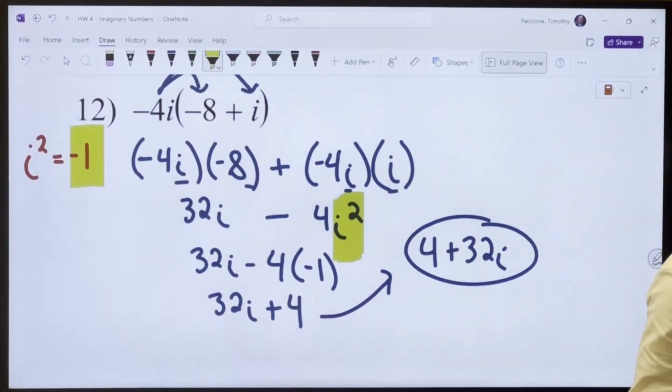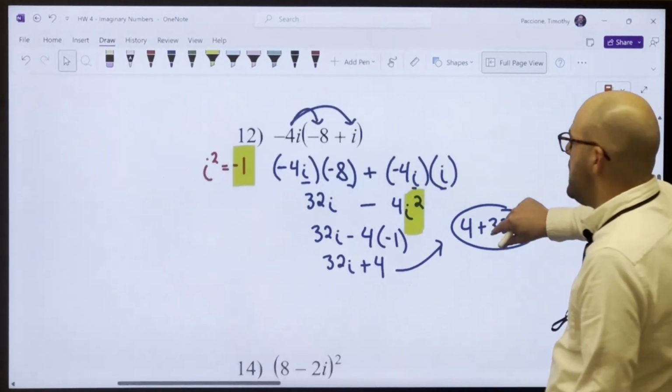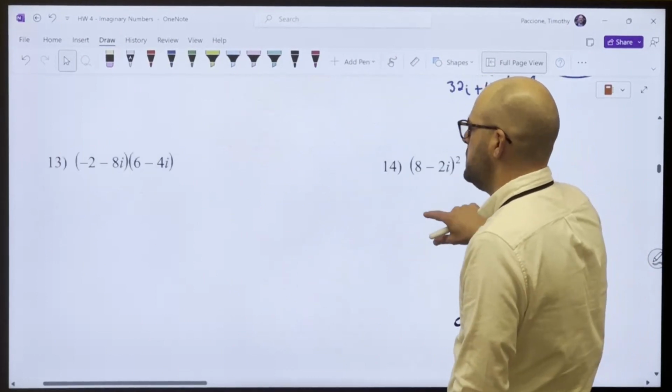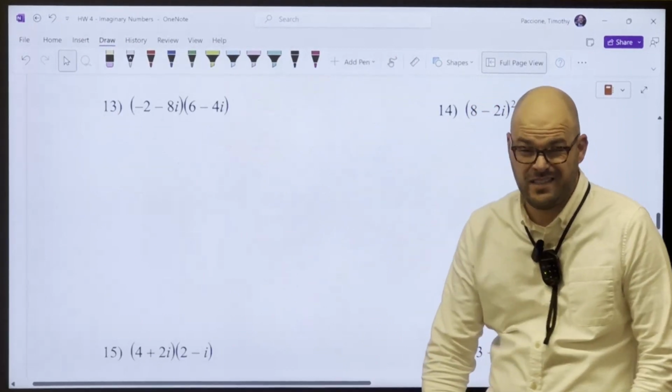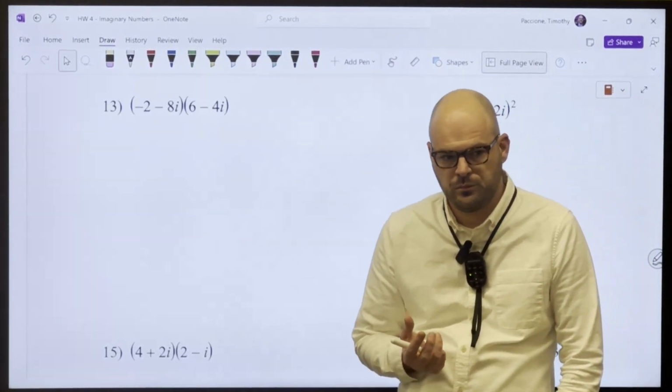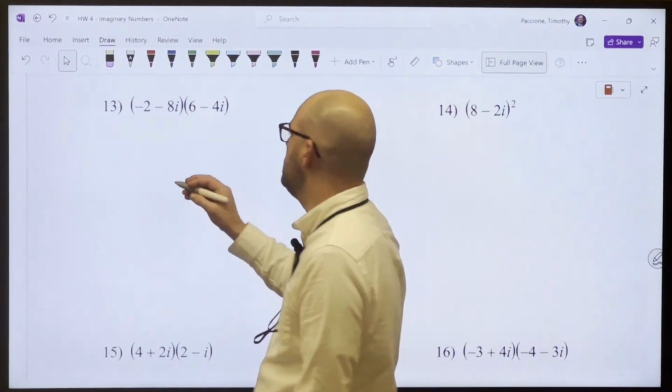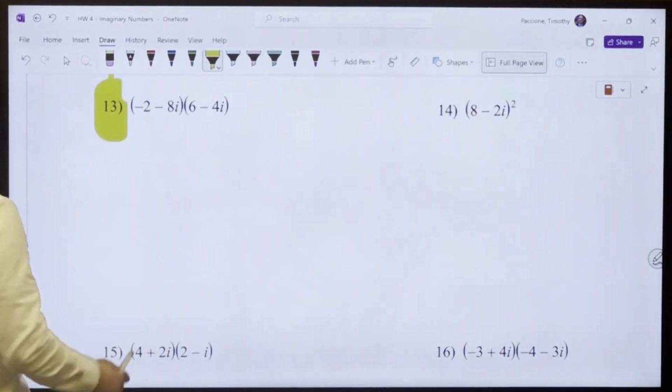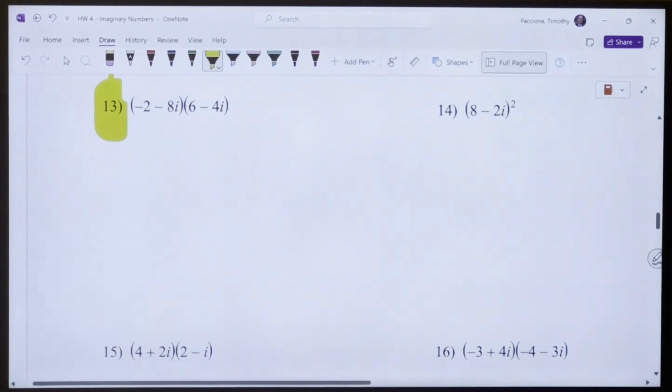All right? Let's move on to the foiling questions, because I think FOIL works better here. Which ones, if any, do we want to see? Can we go 13? 13, okay. All right, let's talk about 13.